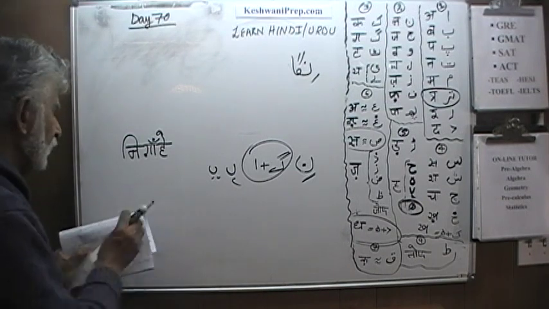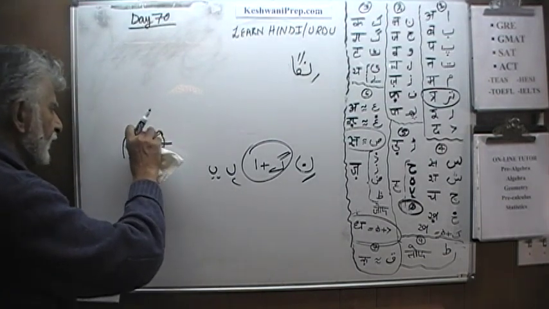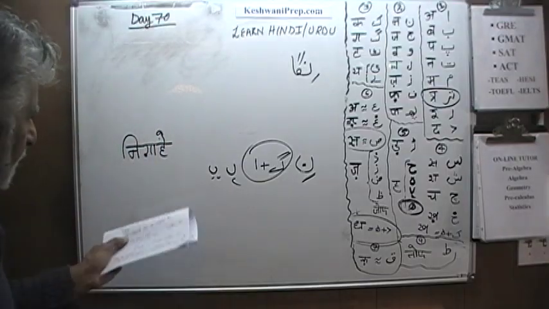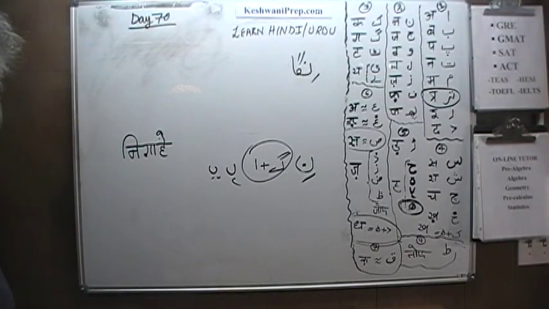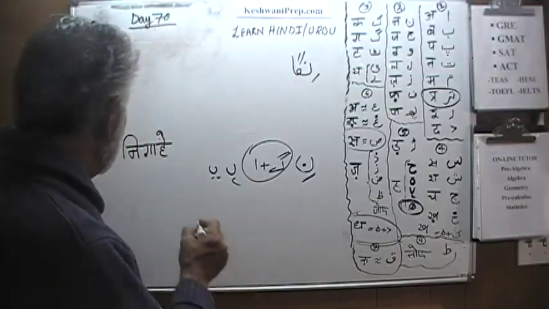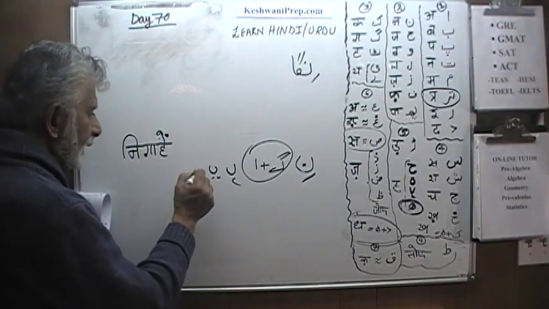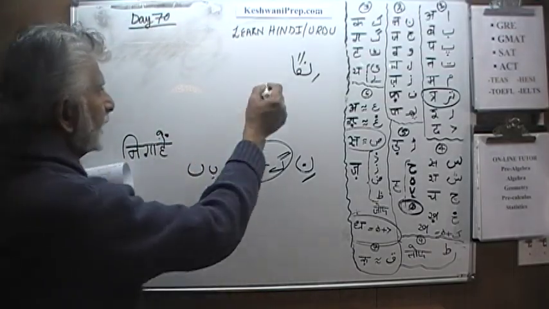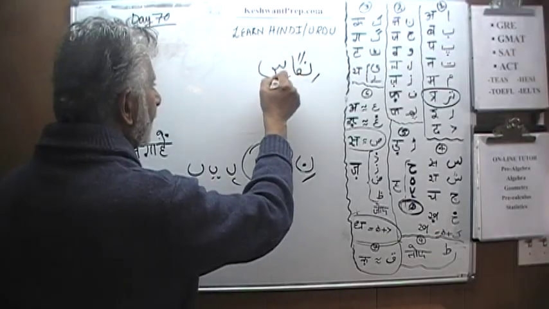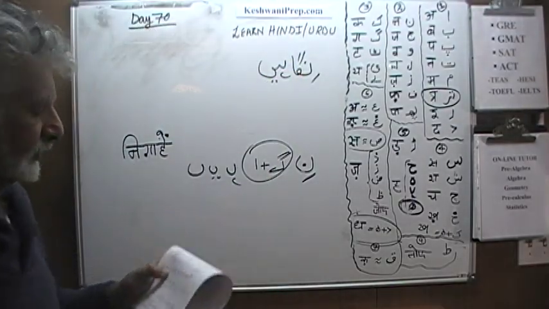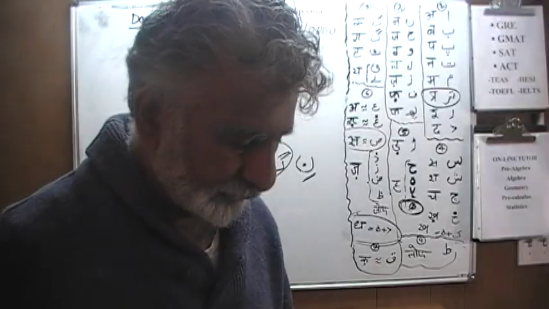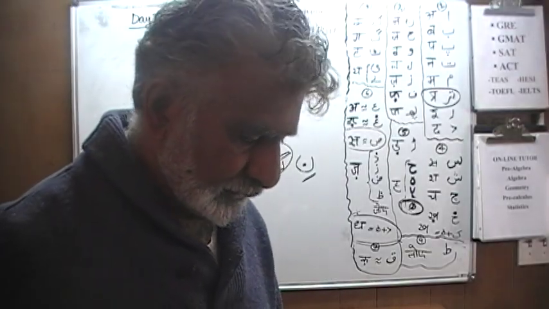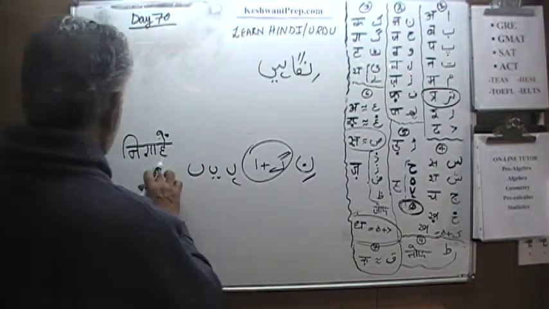Nigahen, we don't need the nun gunna. There is no nun gunna there because it doesn't end there. It's nigahen. So far it says nigahe. We don't need nigahe, we need nigahen. So here we go. You put a dot there and you put a nun gunna. And put them together here. Nigahen. Voila. That reads nigahen. Nigahen means eyes. Here it means eyes. Nigahen. Right there.